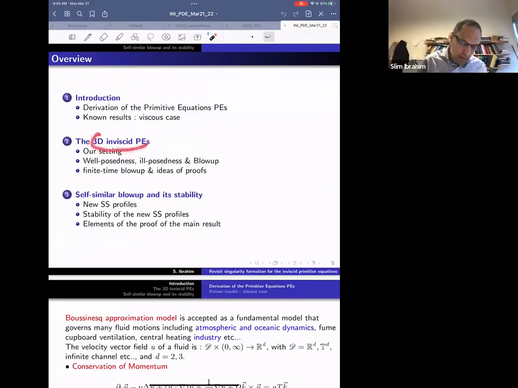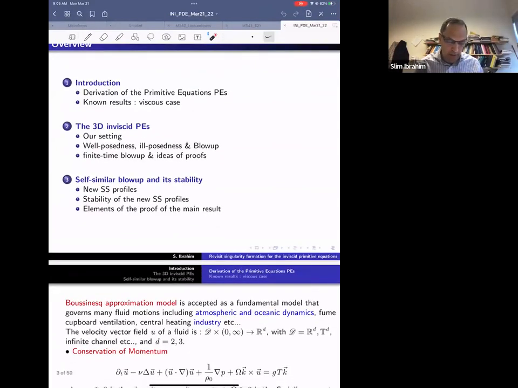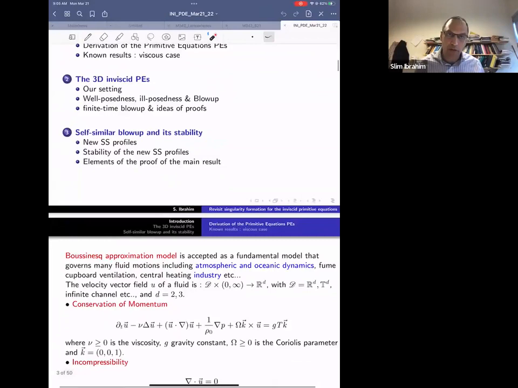So once we define the setting for the inviscid case, I will review the known results about well-posedness, ill-posedness, and blowup. And I'll try to explain also the idea of the previous two results that I know about the singularity formation, and then try to comment why we need to revisit them, as I said. So the last part of my talk will be for the proof of the new result. First I will construct new self-similar profiles, and then I'll study the stability and mention the results. And at the end, I will give you the elements of the proof. Good.